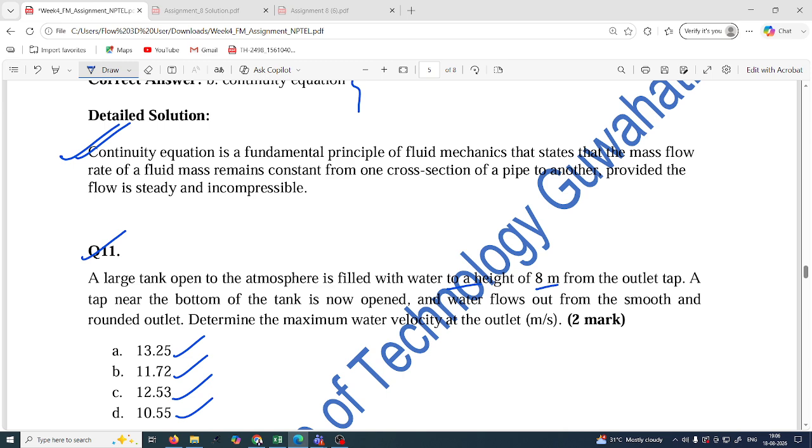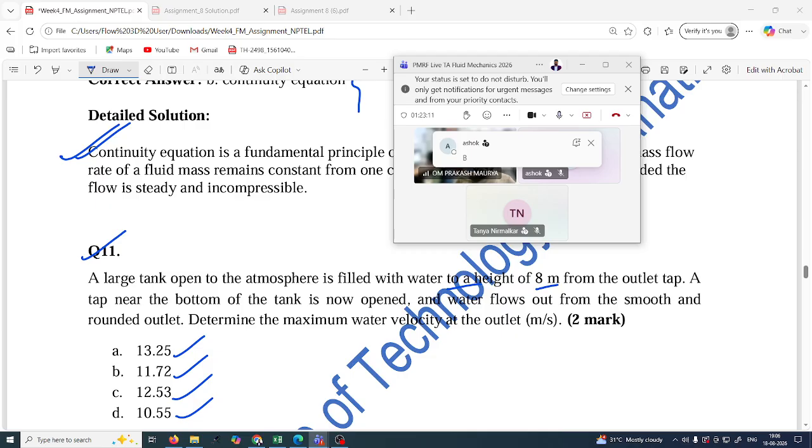Okay, so Tanya is telling option C. Already calculated. So I'll give another 5 minutes for the other participants. Okay, Ashok is telling B. Okay, so let me just solve.